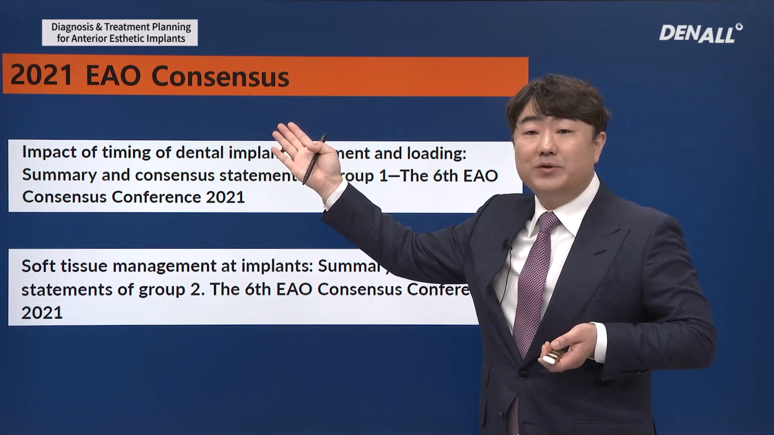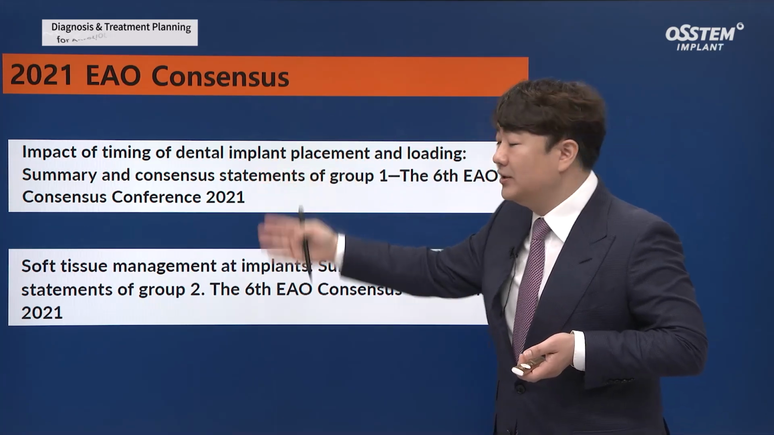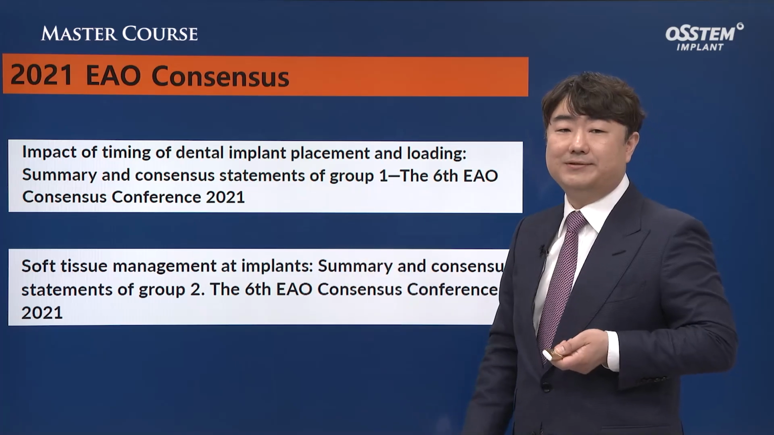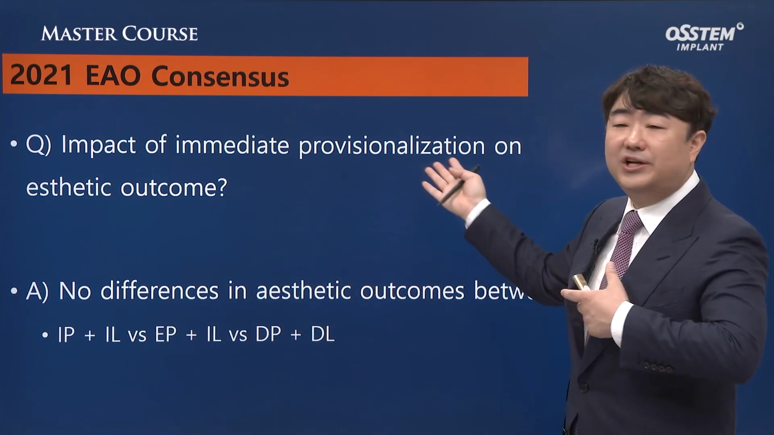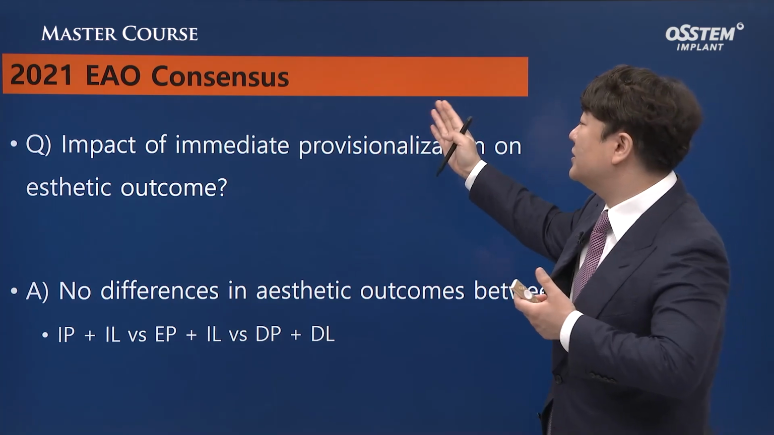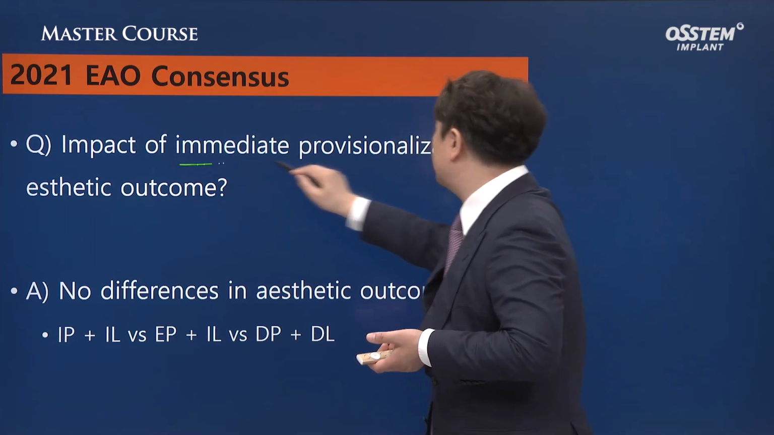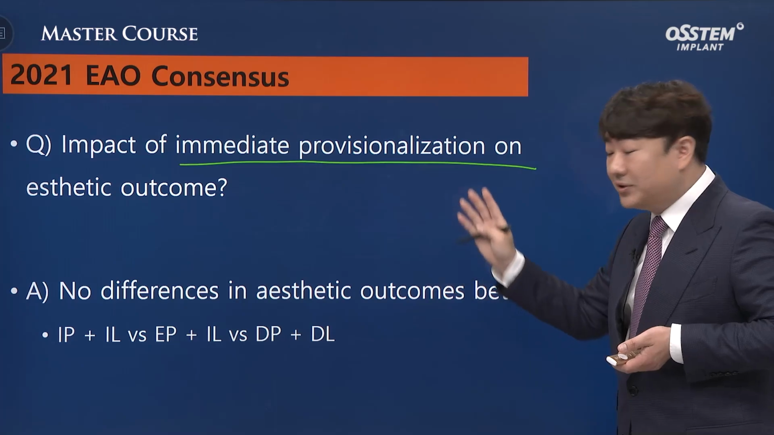If you take a closer look at the 2021 EAO consensus, it talks about the impact of timing of dental implant placement and loading. There's also a consensus report on soft tissue management. Let's take a look at some interesting questions raised. Impact of immediate provisionalization on aesthetic outcome. Does it help?